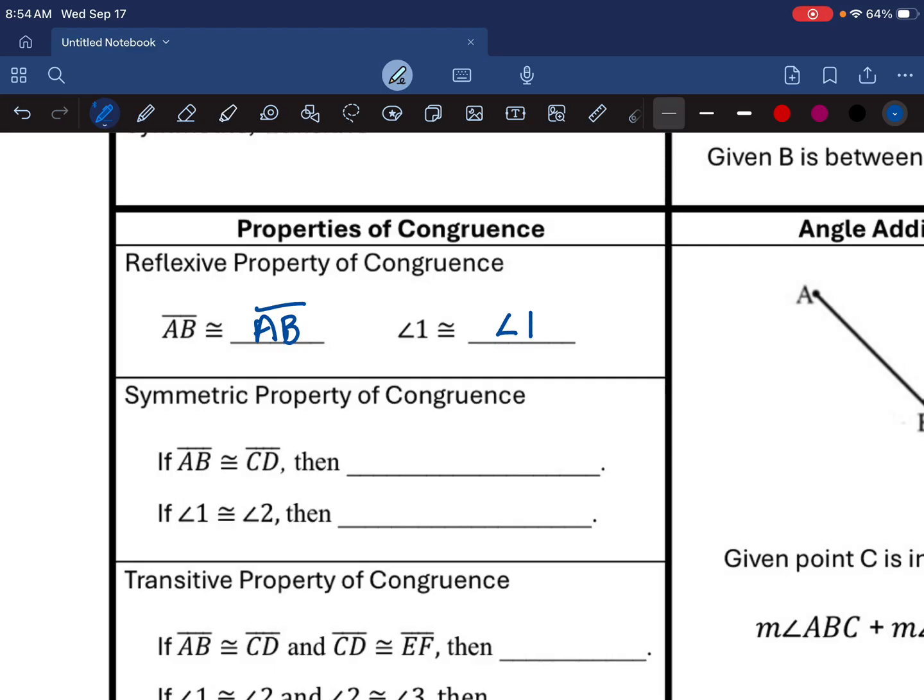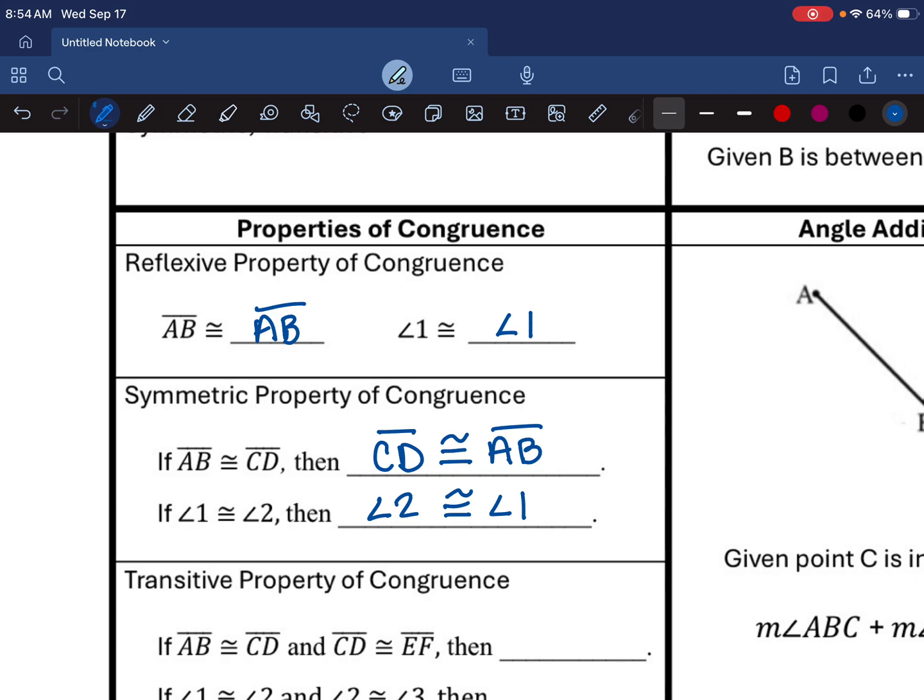Symmetric property is another property that we talked about, right? It was on our quiz also. What does symmetric property say that you can do? Flip it. So if AB is congruent to CD, what else can I say? CD is congruent to AB. Which also means if angle 1 is congruent to angle 2, angle 2 has to be congruent to angle 1.